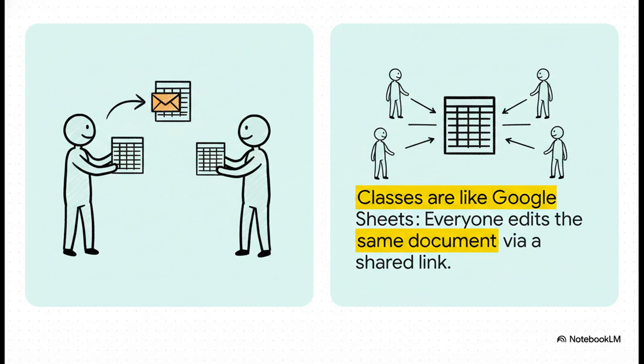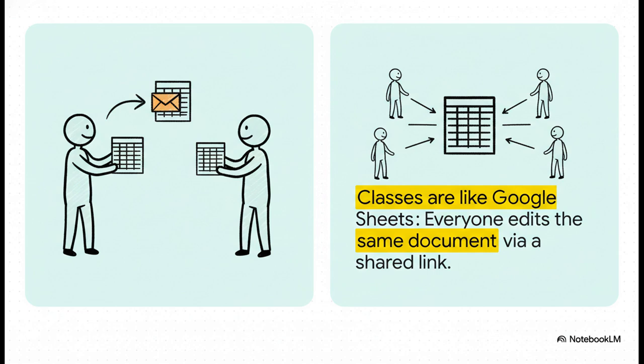But forget all that technical jargon for a second. Here is the killer analogy that will make this stick forever. Think of a struct as a Microsoft Excel file. If you email that file to me, I get my own separate copy. Whatever changes I make are totally isolated. They don't affect your original at all.